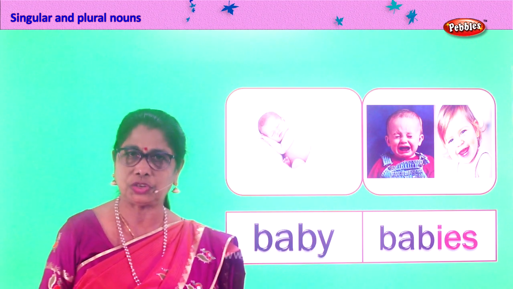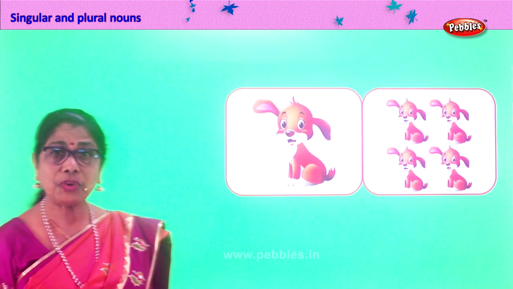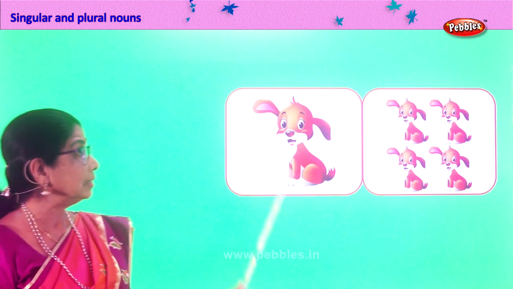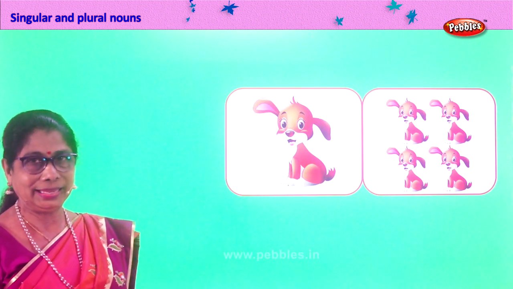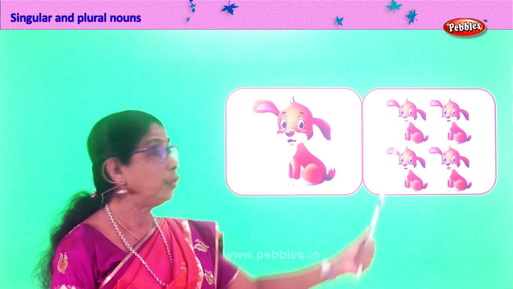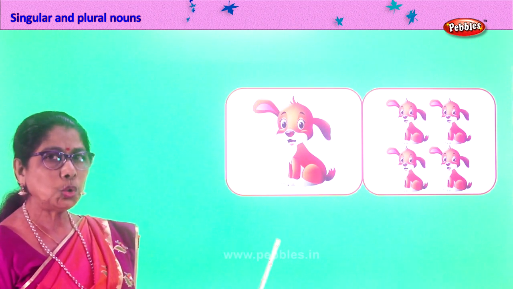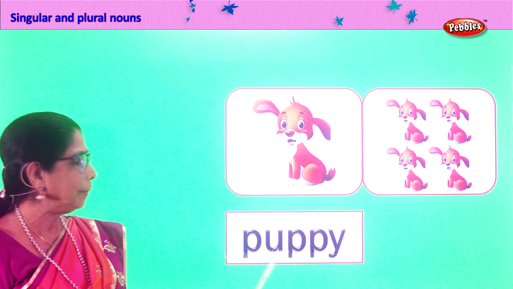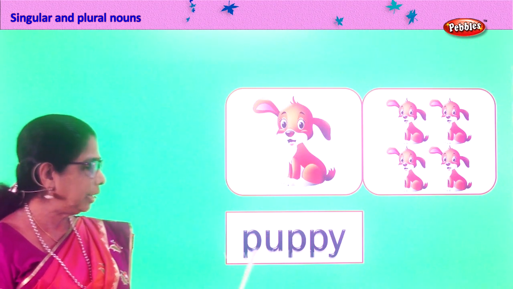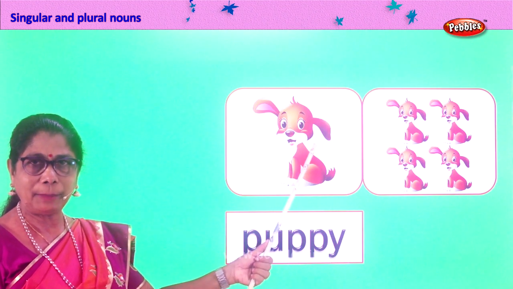Let's look at another picture. Then, let's form the plural by taking away the Y, adding IES. Who is this? Puppy. And we have one here and we have four of them here. Spell puppy. P-U-P-P-Y. Puppy. A young one of a dog is called a puppy. Cute little puppy, isn't it?